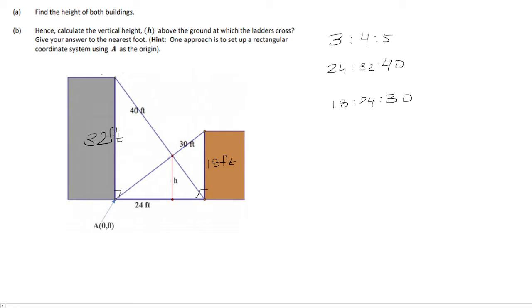For part B, we want to calculate the vertical height h above the ground at which the ladder crosses. So they tell us to make a coordinate system. So the x-axis will be here, and this is the y-axis. And so we want to find this point here. So what we're going to do is find the slope. Let's first find the line here.